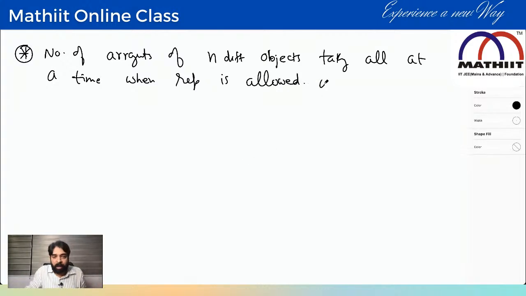I hope you can tell the answer orally. Speak out. What will be the answer? If you are arranging n different objects and taking all the objects at a time, repetition is allowed. If repetition is not allowed, it's n factorial. Very clear. If repetition is allowed, what will be the answer? Take up an example and decide.